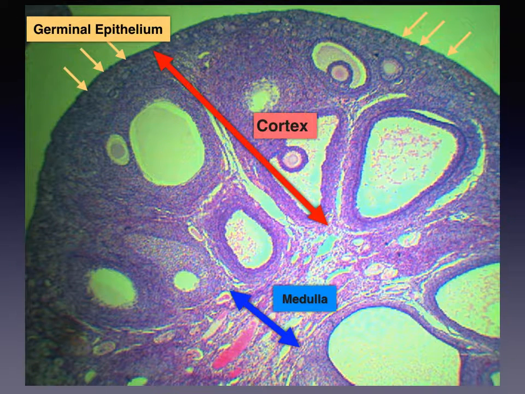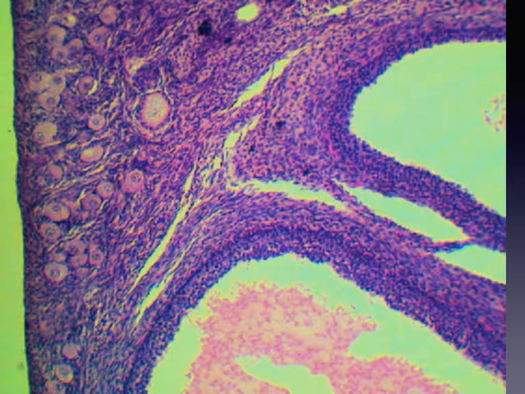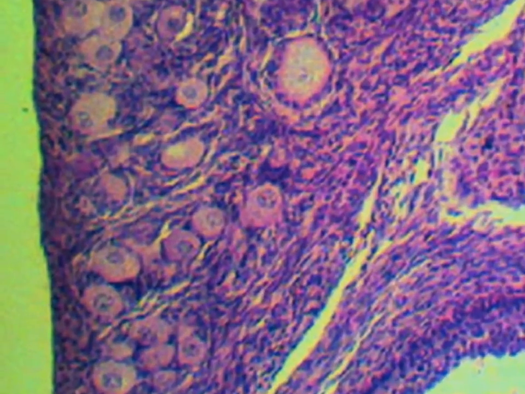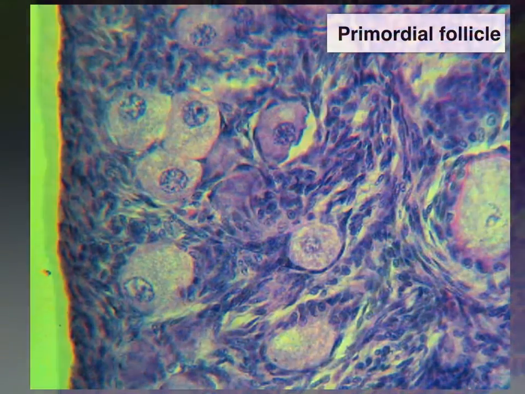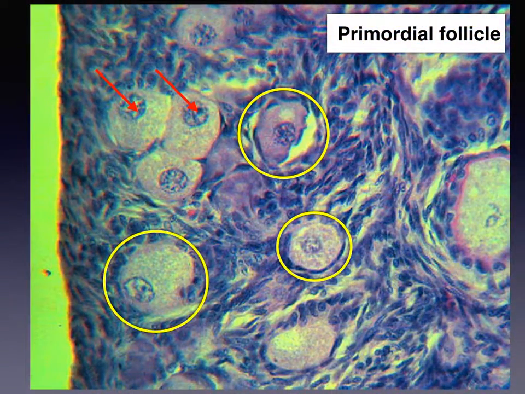Again, we have the layers of the ovary, the germinal epithelium, the cortex, and the medulla. Let us now focus ourselves with the cortex, which again contains the developing follicles. The first stage, we have the primordial follicle. Characteristic of primordial follicle is the presence of a single oocyte, which is pointed by the red arrow, and it is also lined by simple squamous cells.